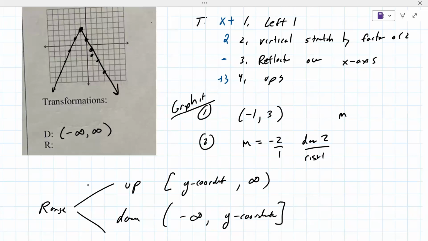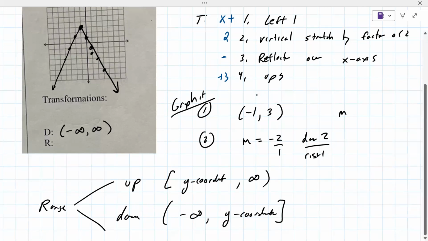So it would be -infinity to 3, with a bracket. Bracket is important. Bracket means it's included.